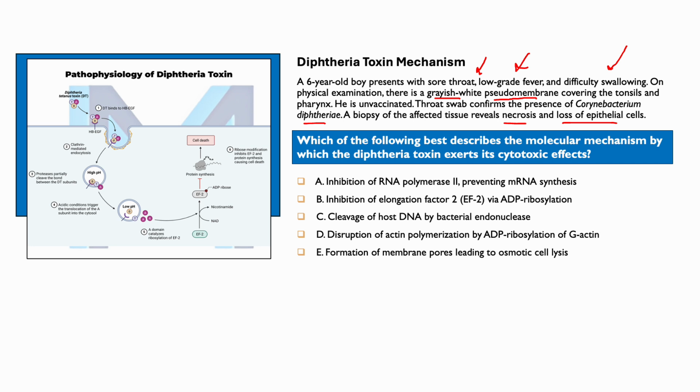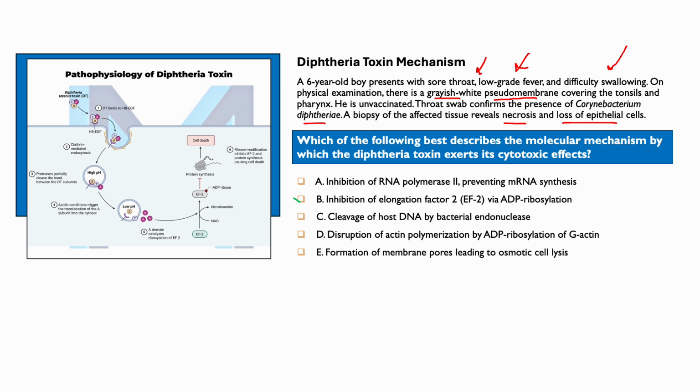Is it A, inhibition of RNA polymerase II, preventing messenger RNA synthesis? Is it B, inhibition of elongation factor II via ADP-ribosylation? Is it C, cleavage of host DNA by bacterial endonuclease? Is it D, disruption of actin polymerization by ADP-ribosylation of G-actin? Or is it E, formation of membrane pores leading to osmotic cell lysis? Please feel free to pause for a few seconds and see if you can figure out the answer.